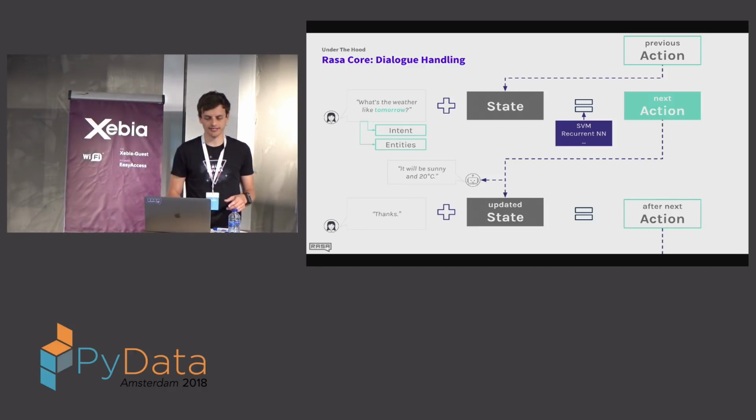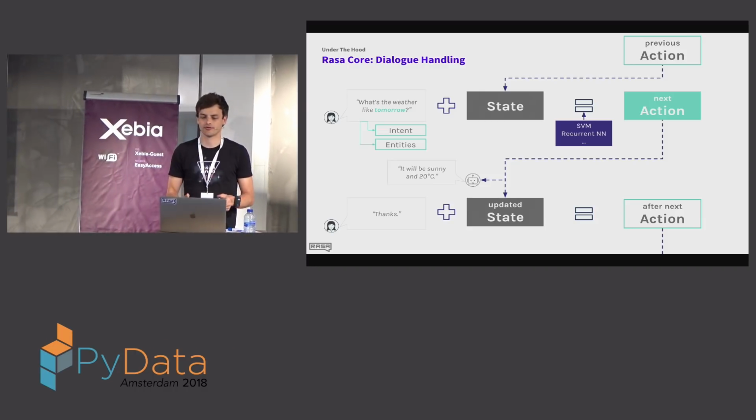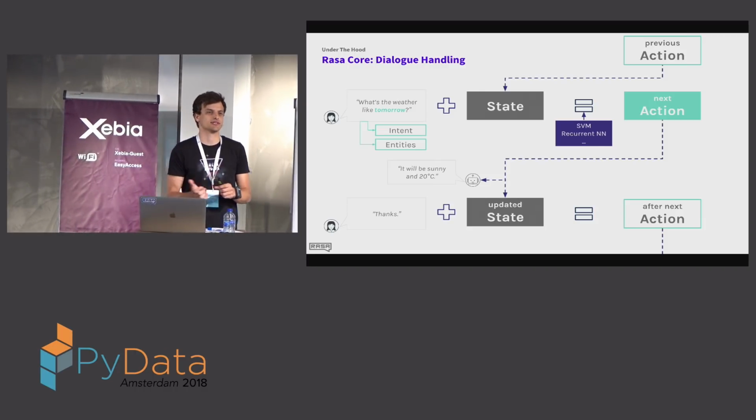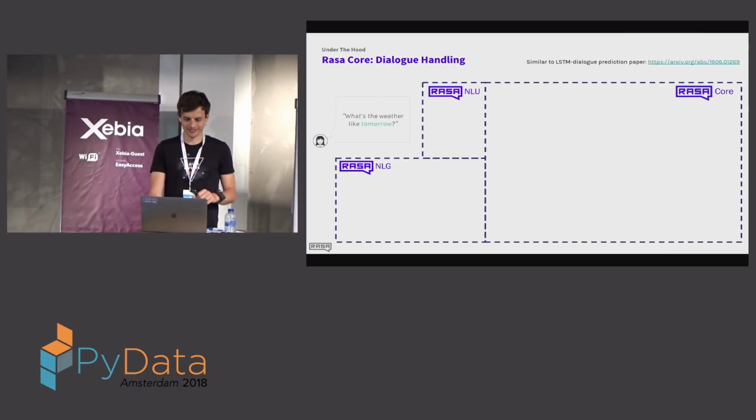And then again, the next user message gets received by the bot. We combine it with the updated state and predict the next action. All right, so this is the high-level view. Let's dive into the machine learning.